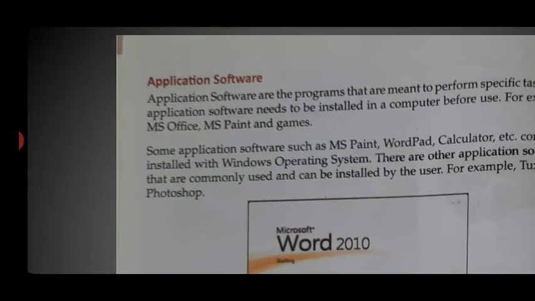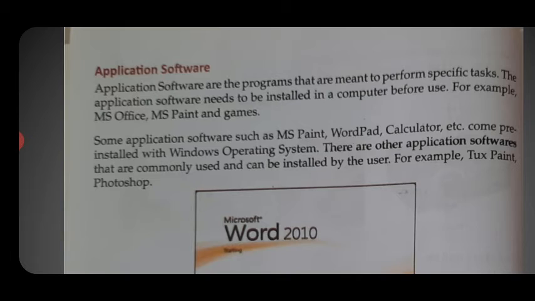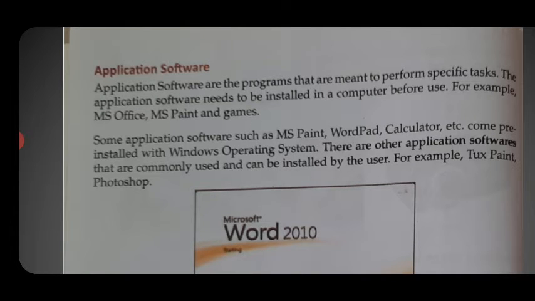Application software means whatever softwares we have to install before we use them. Means all of you playing games on the computer, before we use that game, we have to first install it, then only we can play. Likewise, application software means whatever software we want to use, that software first we have to install, then only we can use it.